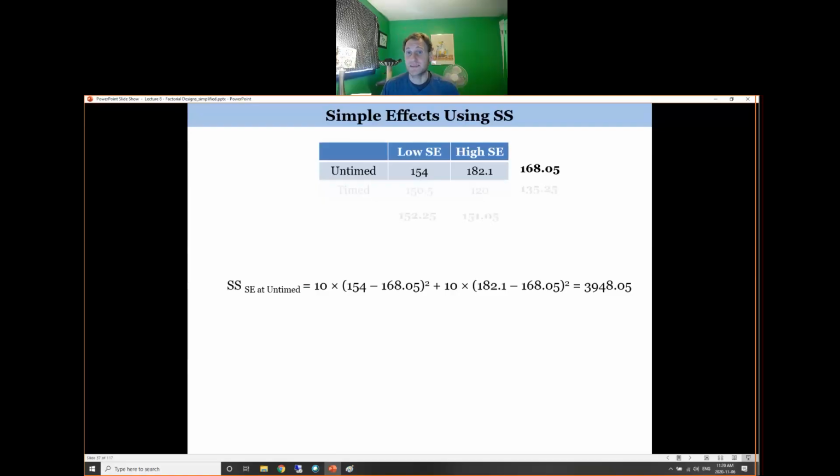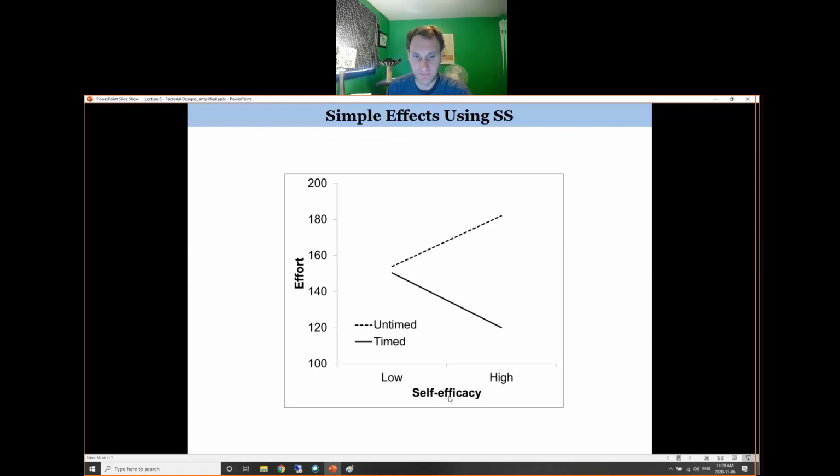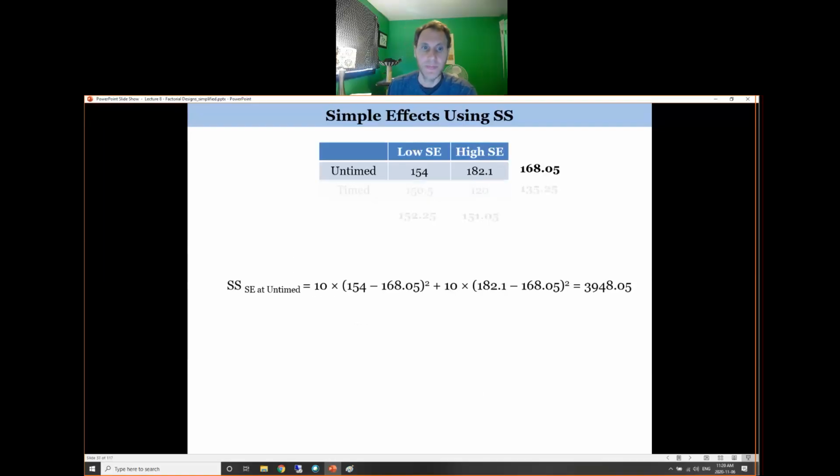So if I want to test simple effects, right, what I'm looking at is right now I'm doing the effect of self-efficacy at untimed. Going back to my figure, the effect of self-efficacy at untimed. So I'm only looking at this dashed line. That's important. Simple effects is the effect of one independent variable at a level of the other one. So when I'm testing self-efficacy at untimed, I can get rid of the timed portion. I don't need it right now. I'm not dealing with that right now.